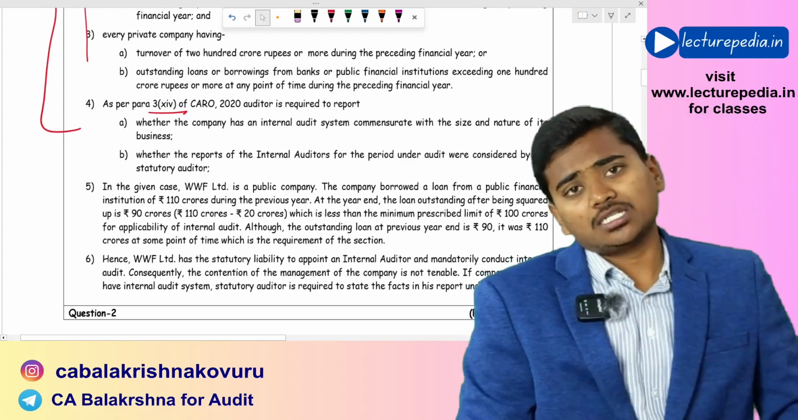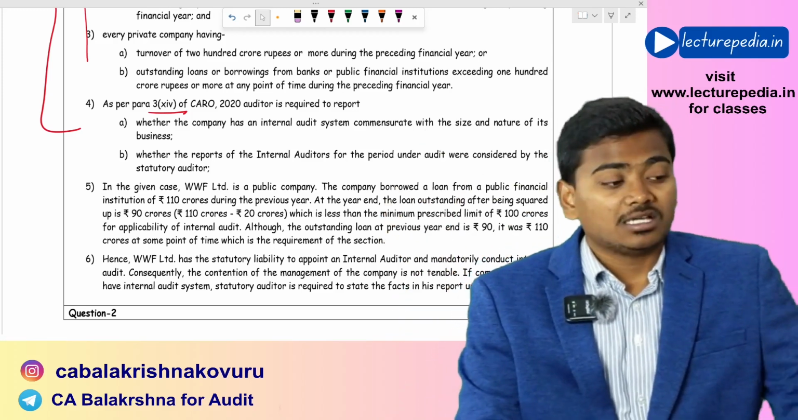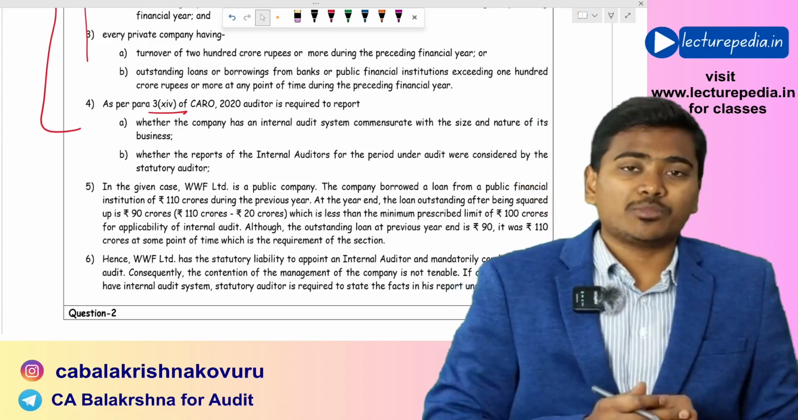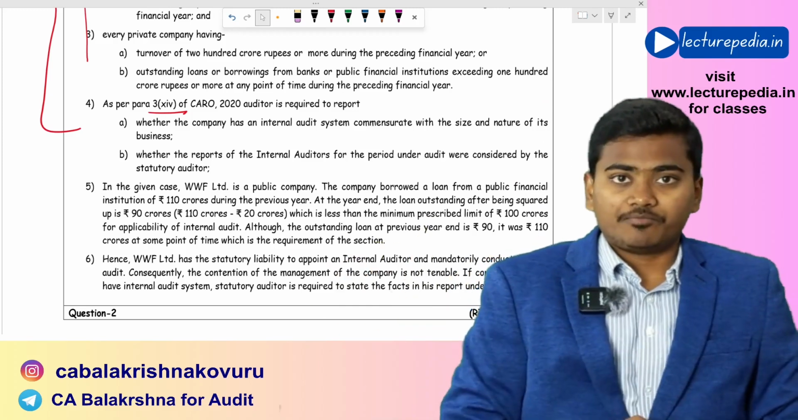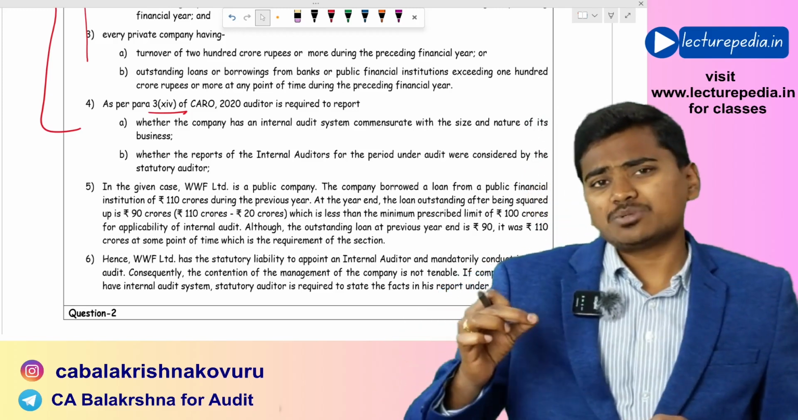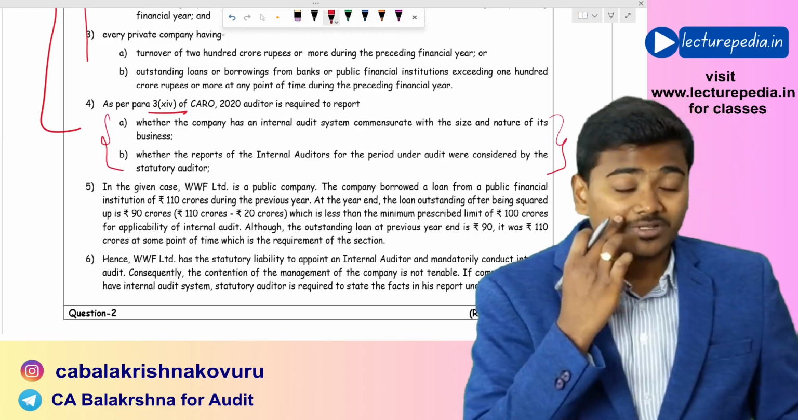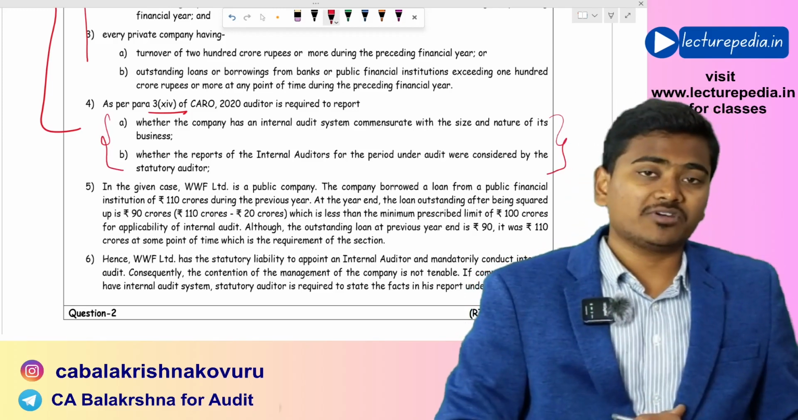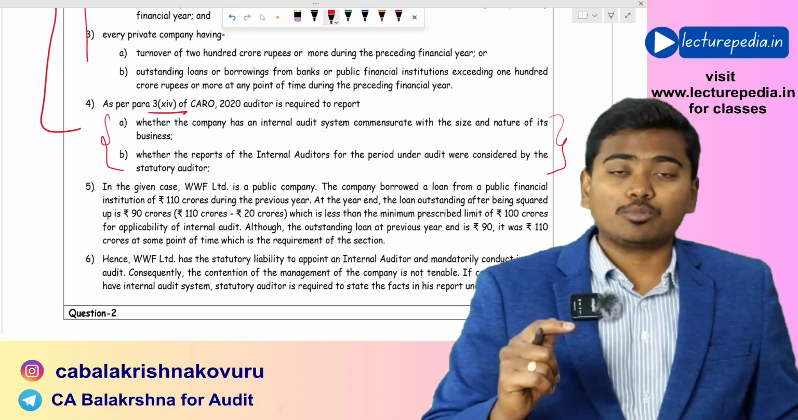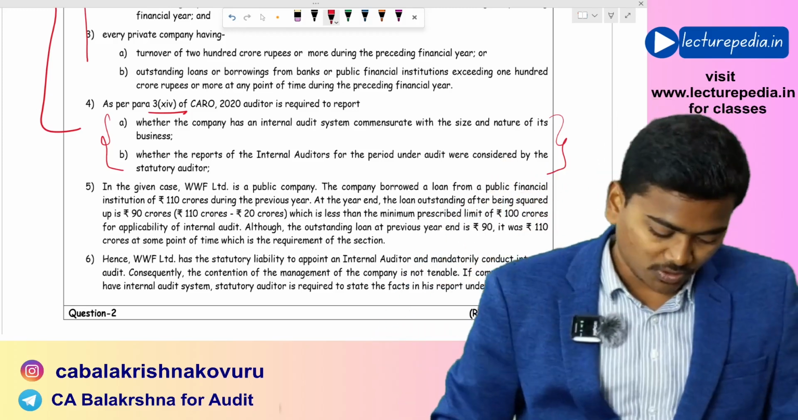Now as per clause 14 of CARO 2020, the statutory auditor needs to verify whether the internal audit system employed by the entity is commensurate with the size of the entity, and the statutory auditor should also go through the internal audit report given by the internal auditor during the year. These two points have to be reported, whether he has gone through the internal audit report and whether the internal audit system is commensurate with the size of the entity. These two points have to be reported by the statutory auditor as per clause 14 of CARO 2020.